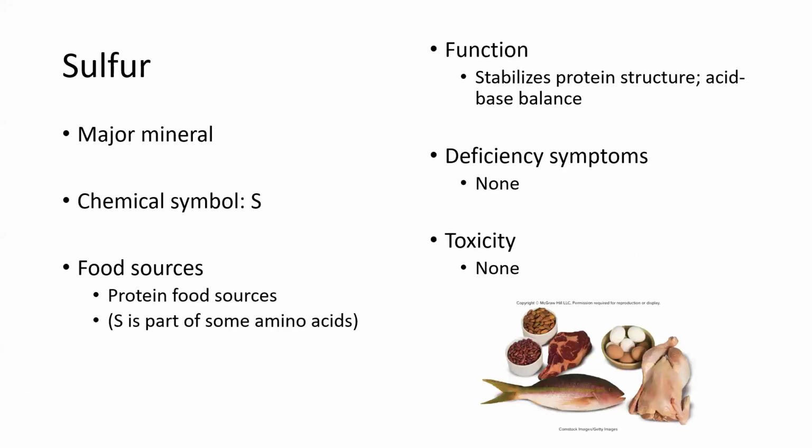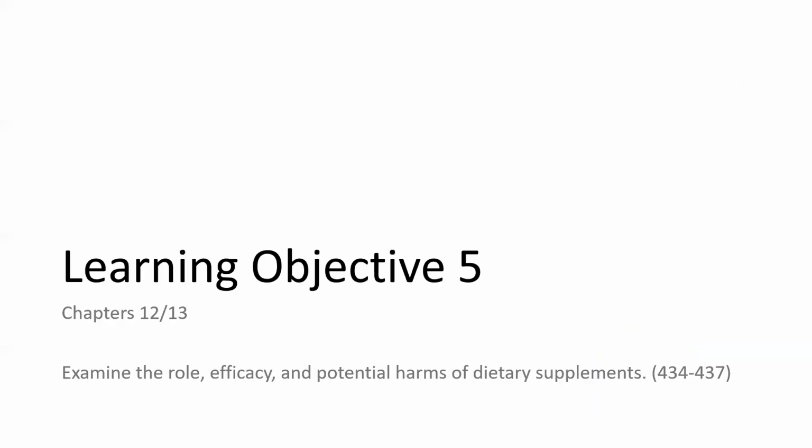Sulfur is a major mineral. It's important for stabilizing protein structures, maintaining acid-base balance, and you'll find it in protein foods since sulfur is often part of amino acids. There's really no known deficiency or toxicity symptoms related to sulfur.